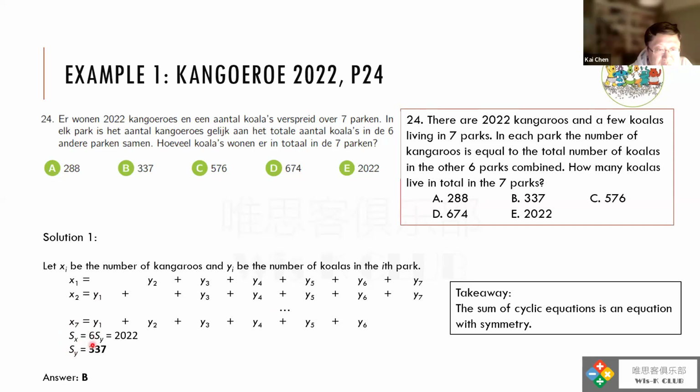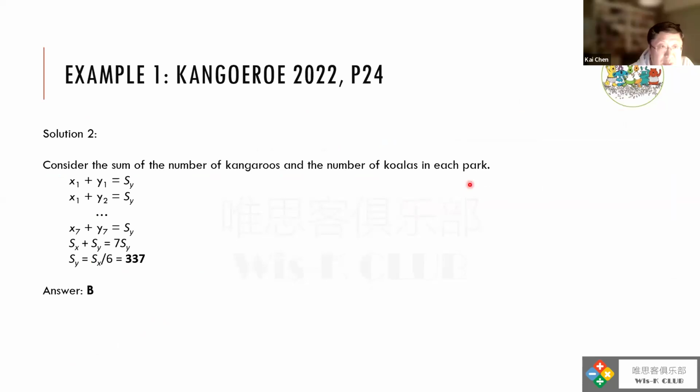So basically you have 6 times Sy, where this is the sum of the koalas. So the number of kangaroos is just 6 times the number of koalas. And we know that the number of kangaroos is 2022. So the number of koalas is 337, that is 1/6 of 2022. So you do not need to solve for all these variables, because it's asking for the total number of koalas, so you can already get it.